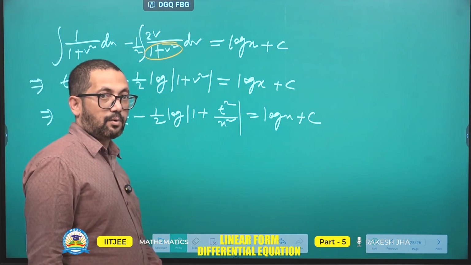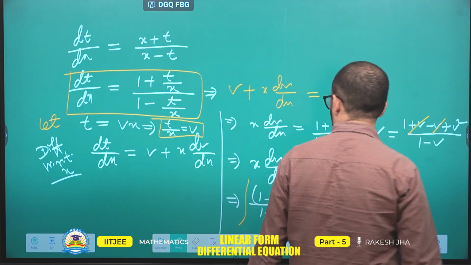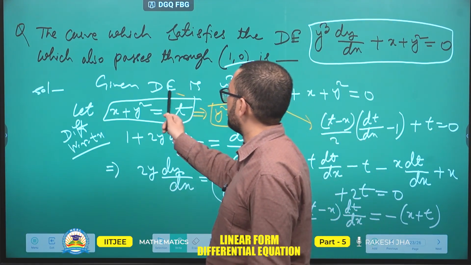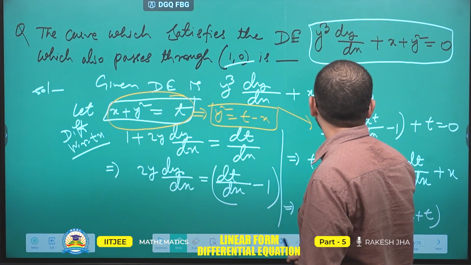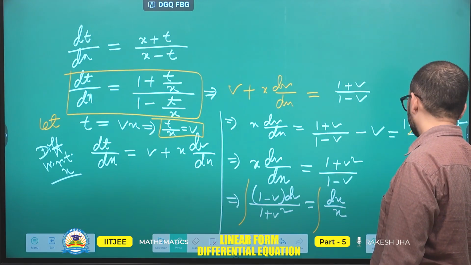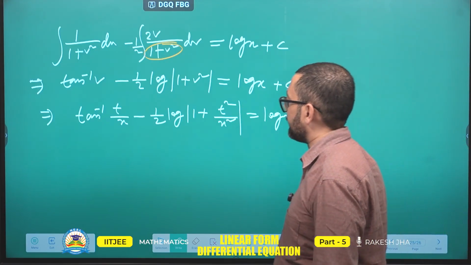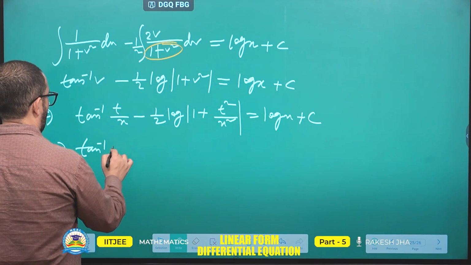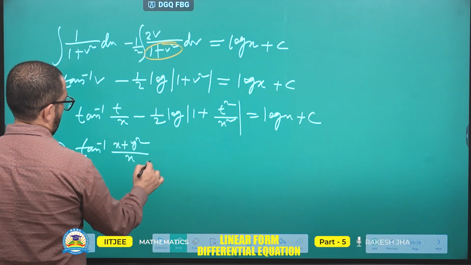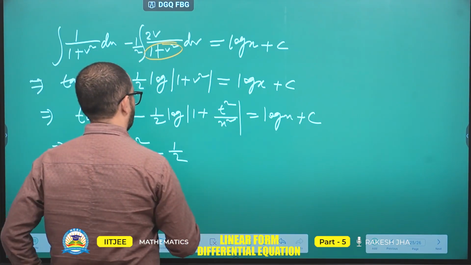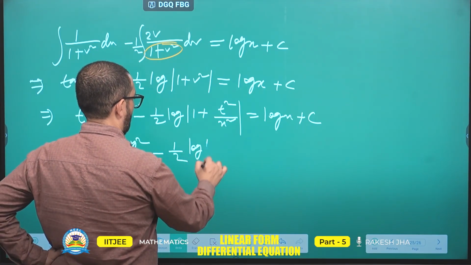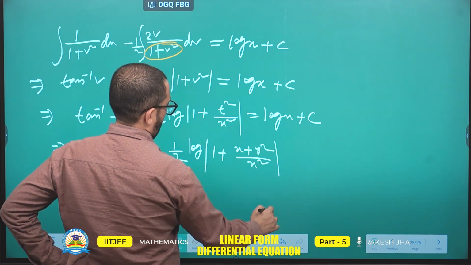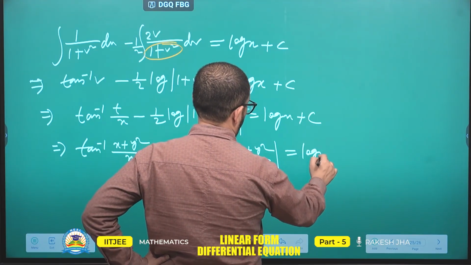Now again we have to see what t is, because t was not given in the question. We made some substitution. So what is exactly t? t is nothing but x plus y square is equal to t. So we can write here in place of t, x plus y square. So tan inverse (x plus y square upon x) minus half times log (1 plus (x plus y square) upon x square) is equal to log x plus c.